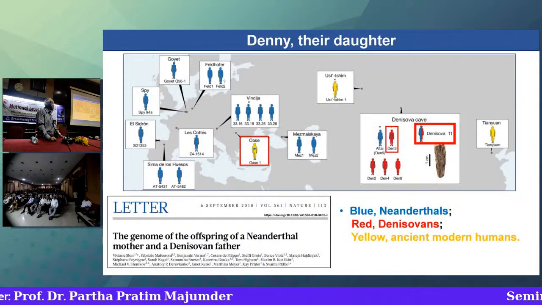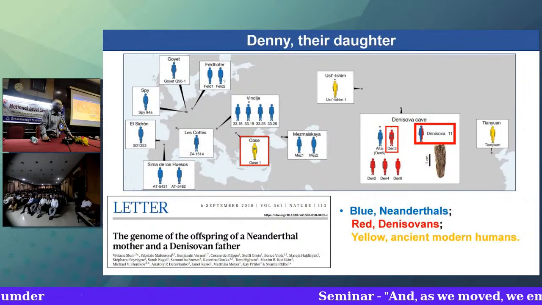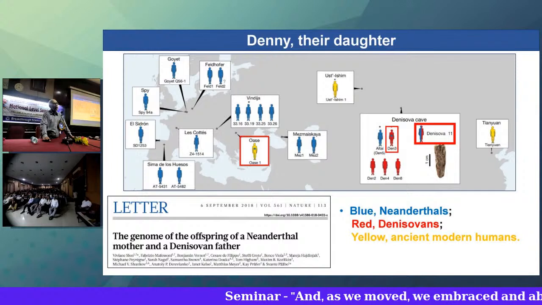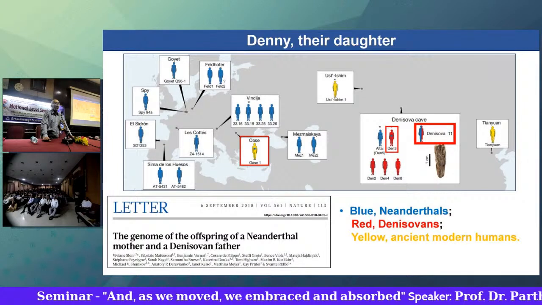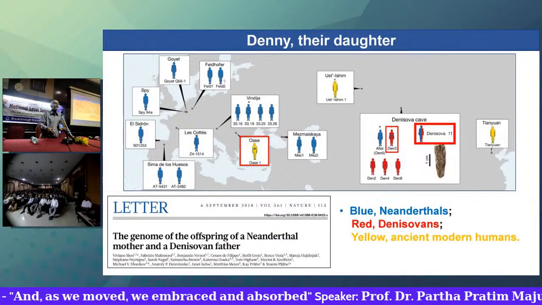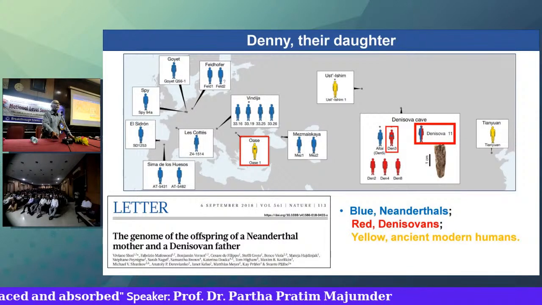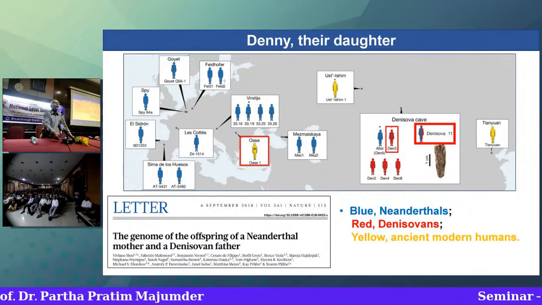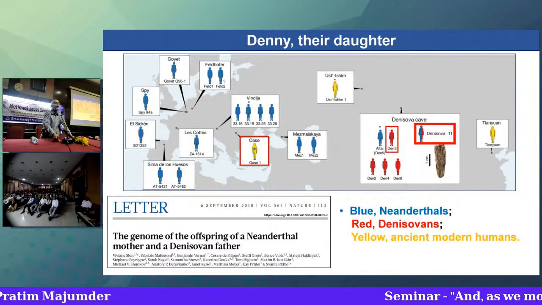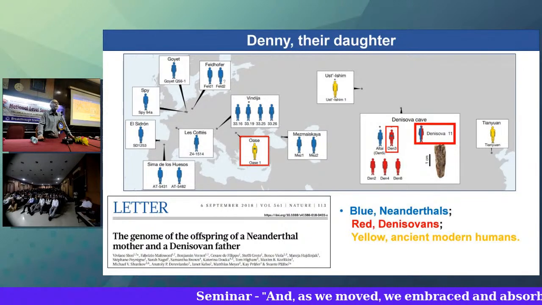I want to end my talk with one question. The question was lurking at the back of our own minds, but it was Svante Pääbo and his group who answered this question. We said that there was mating between Neanderthals and humans. There was mating between Denisovans and humans. We found Denisovan DNA in the human DNA. But we didn't find human DNA in Denisovan DNA.